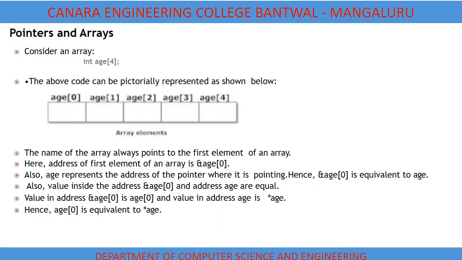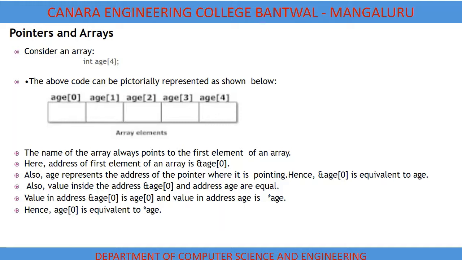In this session we'll see the usage of pointers and arrays, and how pointers can be used to represent arrays. We'll take one simple example. I've taken an array, int age of 4, which can be represented pictorially like this, as shown: age of 0, age of 1, 2, 3 and 4. So it is going to allocate these locations.